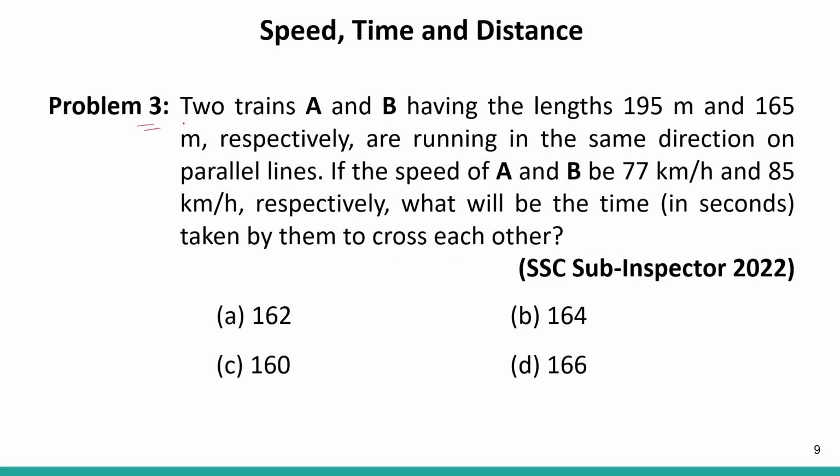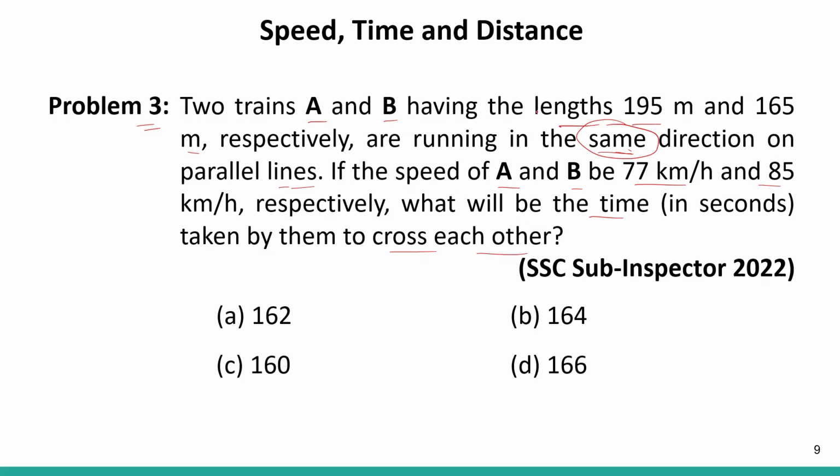So let's see problem number 3. Two trains A and B having the lengths 195 meter and 165 meter respectively are running in the same direction. Here, same is the key point. So their relative velocity will be negated, because they are running in the same direction, on parallel lines. If the speeds of A and B are 77 km per hour and 85 km per hour respectively, what will be the time taken by them to cross each other?